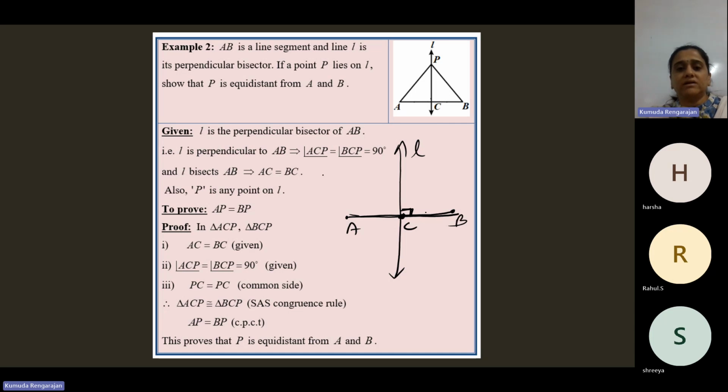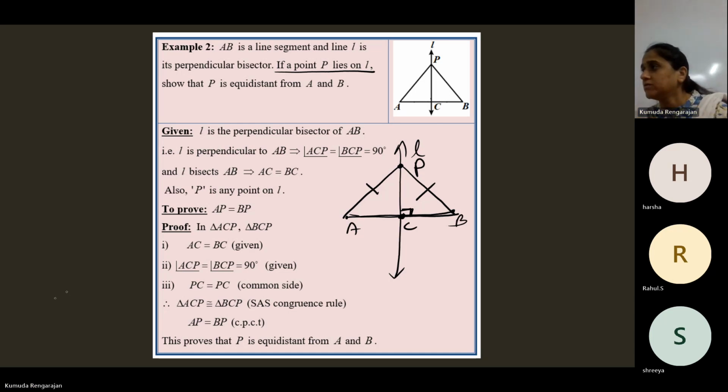If a point P lies on L, show that P is equidistant from A and B. P is equidistant meaning the distance of P from A and P from B, you must show that it's equal. That is PA is equal to PB. P is equidistant from A and B, meaning you should prove that PA is equal to PB.